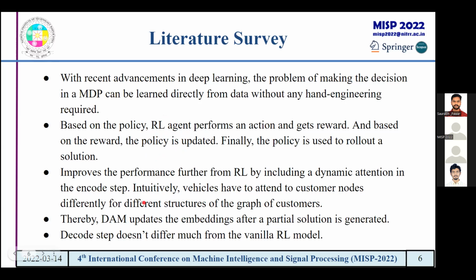Now we have a look at the dynamic attention model, which is a step above the reinforcement learning model, because it has multiple layers in its encoder. Whenever a partial solution is generated, the remaining set of customers that are to be serviced obviously has a different structure than the initial problem. So it re-encodes the entire current problem into the node embeddings, and then it tries to decode the solution. The decoder is pretty much the same as the vanilla. The main difference is the encoder.